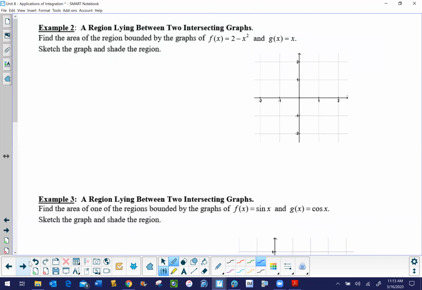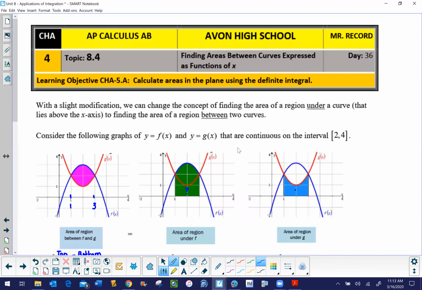the graphs of f of x equals 2 minus x squared and g of x equals x. Mr. Record? Yes, sorry, I had a question there. We had a question about why we didn't. Yeah, want to read that? Oh, yeah, Johannes, I didn't see that. I'm sorry. He asked, why didn't we use the x equals 0 and x equals 1 functions?